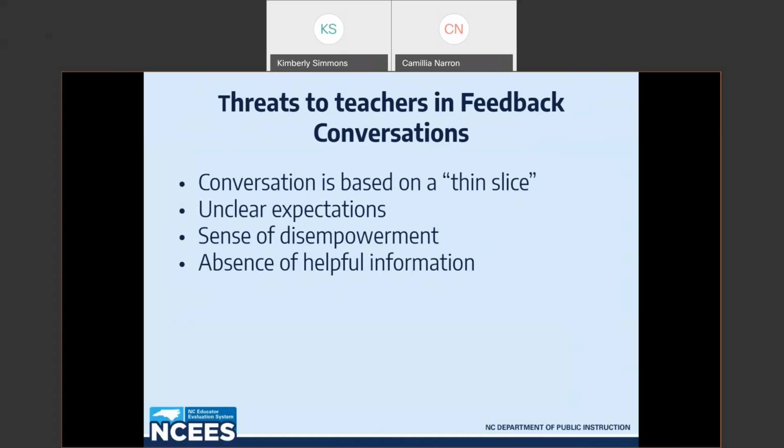They're also fearful of unclear expectations, that you were with them, you saw them, but you still never provided them with what your expectation really was, that you didn't understand their content or never communicated with them enough to create a goal for them to work towards, a clear goal for them to work towards. Also, a sense of disempowerment, not having control over their growth, and an absence of helpful information. Leaving a meeting knowing that they needed to improve, but not knowing how.